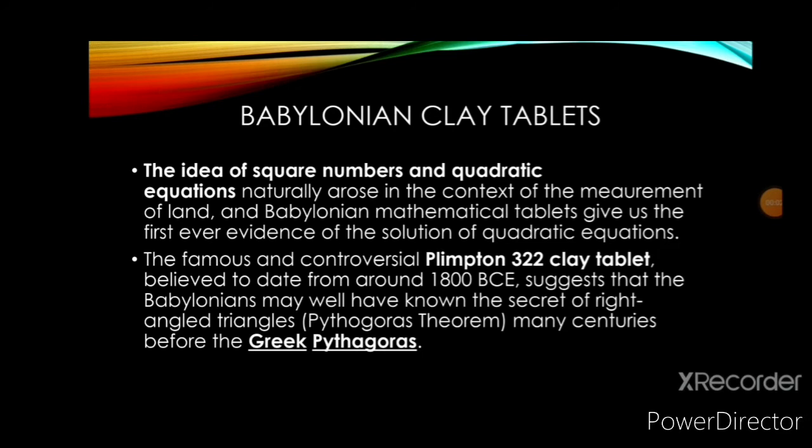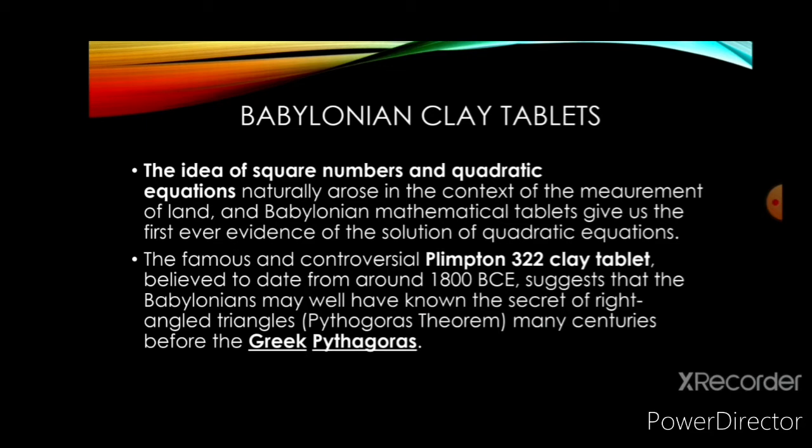Now moving on to the next slide, we have clay tablets. Like the mathematical texts, clay tablets are a very good source of evidence of the work of ancient civilizations, as the idea of square numbers and quadratic equations naturally arose in the context of the measurement of land, and Babylonian mathematical tablets give us the first ever evidence of the solution of quadratic equations.